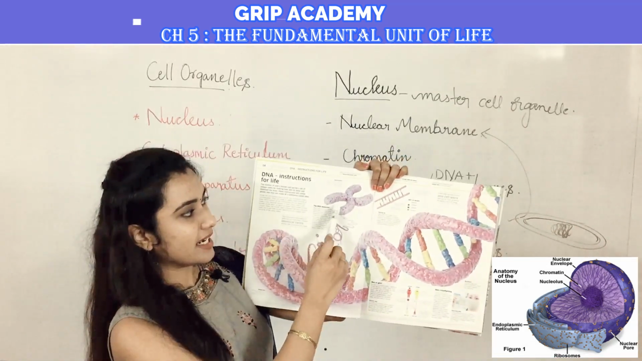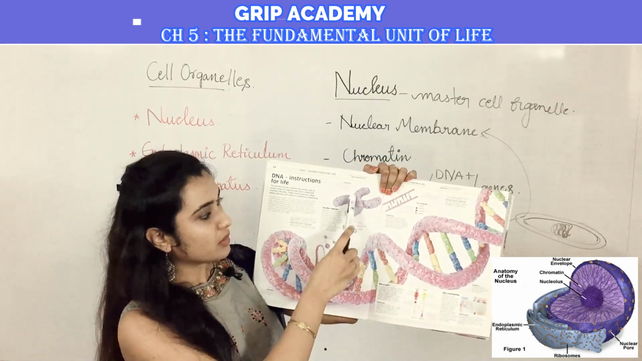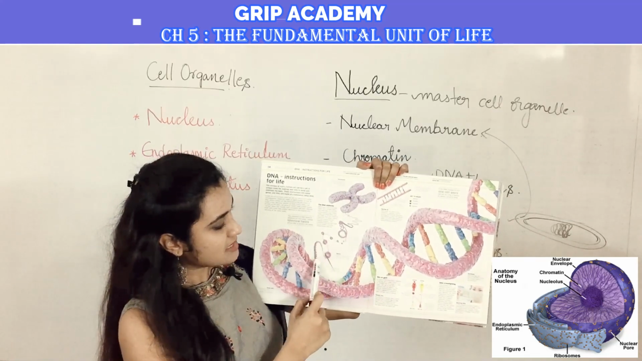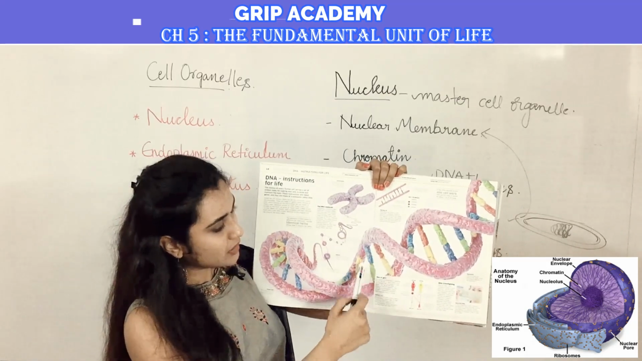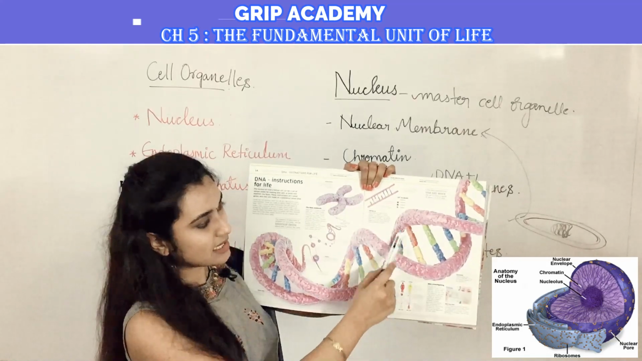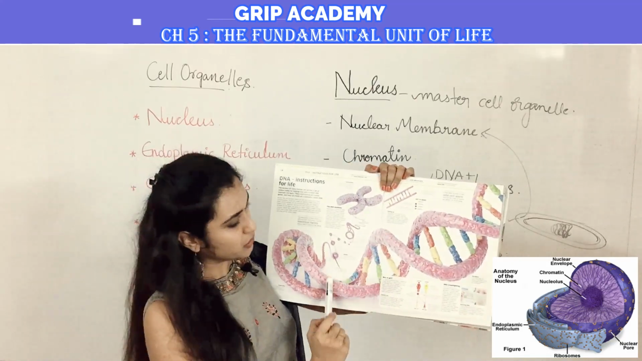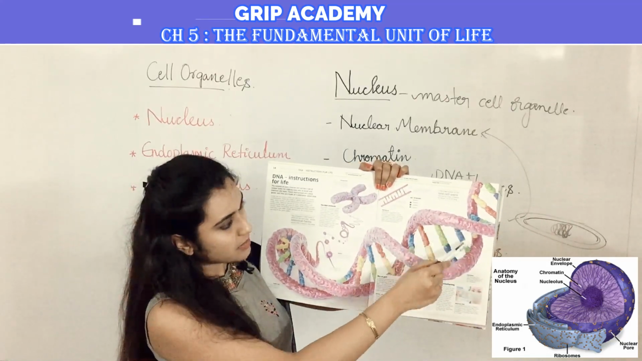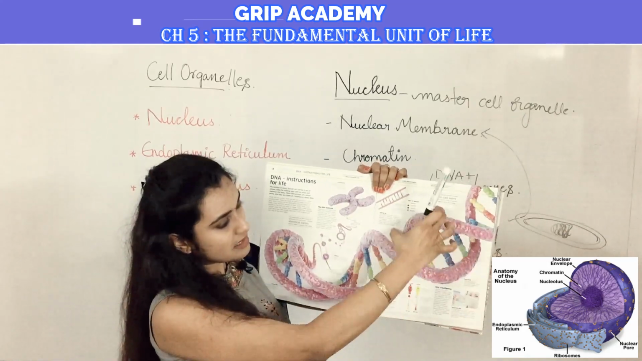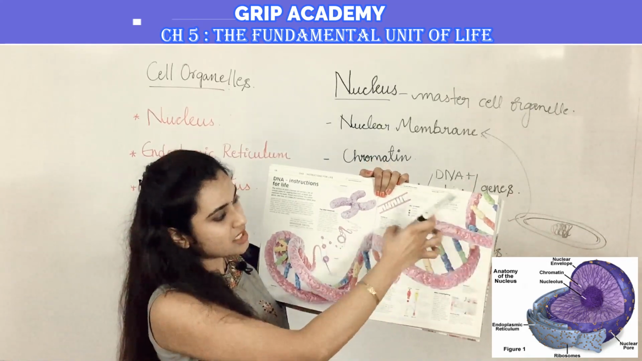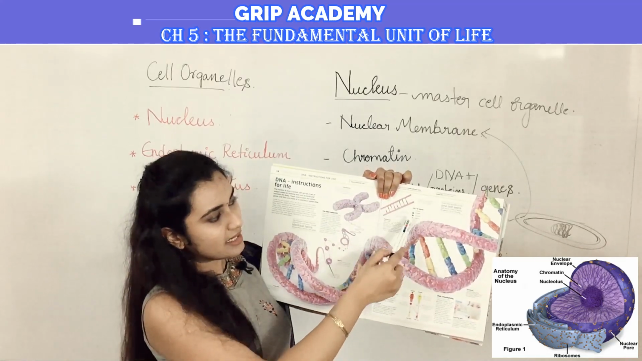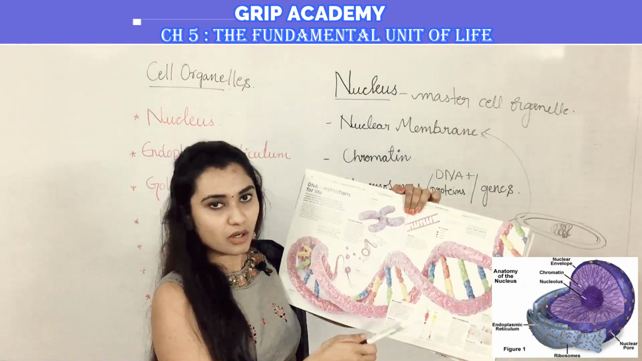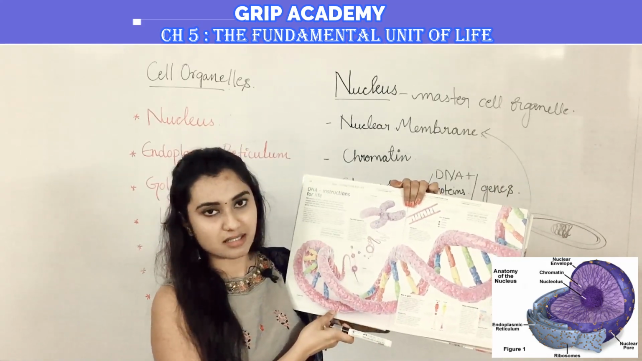So here you can see, this is a chromosome. When you go on unwinding it, you can see it is made up of histone proteins, and when you go on uncoiling it, you can see the segments. So this is nothing but a DNA, deoxyribonucleic acid, and if you consider this segment or this segment, whichever you take, that is visible in the form of a ladder. So this is nothing but a gene. The functional unit of DNA is nothing but a gene.